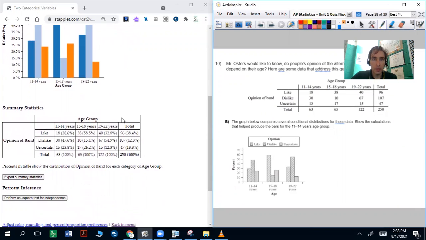And you get the overall total breakdown. So you can even see the summary stats, these percentages that we'd calculated. That's the distribution of opinions. But this just wants to know, show the calculations that help produce the bars from the 11-14 age group. So for that, you're just going to basically take your, for 11-14, it's 18 out of 63, right? 18 out of 63.